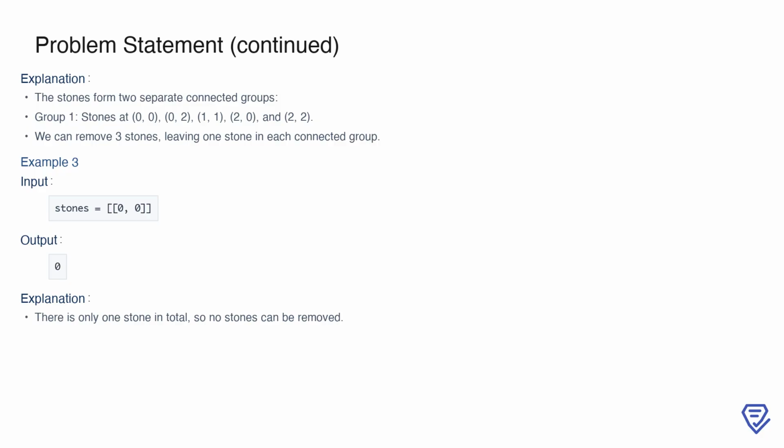For each group, we can remove stones until only one stone remains in that group. By doing this, we can remove a total of 3 stones while ensuring that one stone remains in each connected group. Finally, if there's just one stone, as in the input stones equals [0,0], the output is 0, because there are no other stones to connect to or remove.